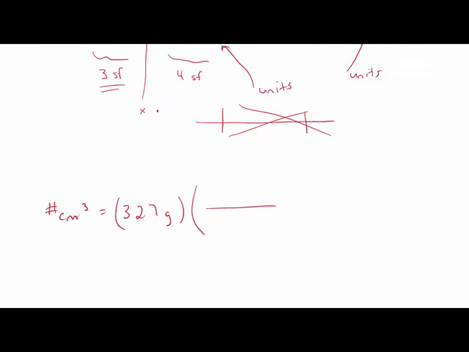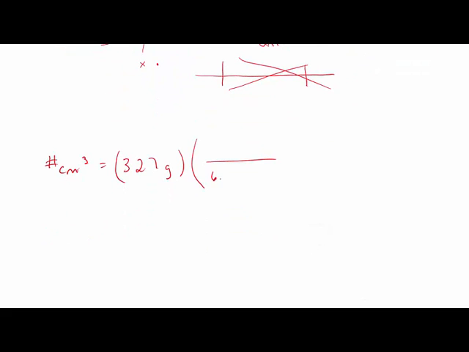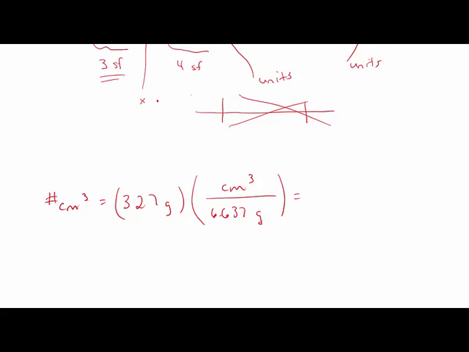Real quickly, I can show you that we could have done this problem with parentheses, and we would say, we're looking for the number of centimeters cubed, and we'd put 327 grams. I could have put that in parentheses, and then I'm going to put my other ratio in parentheses as well, which is that there's 6.637 grams per centimeter cubed. That would be just fine, because that represents multiplication. This is acceptable, but we don't want to do this railroad track thing here. That's bad. So there you have it.